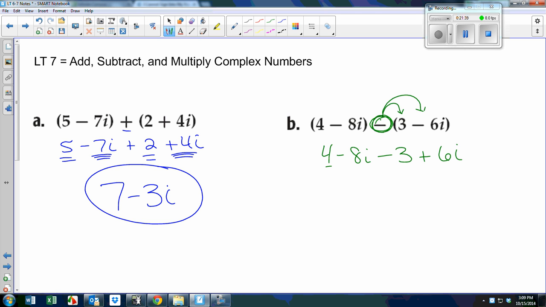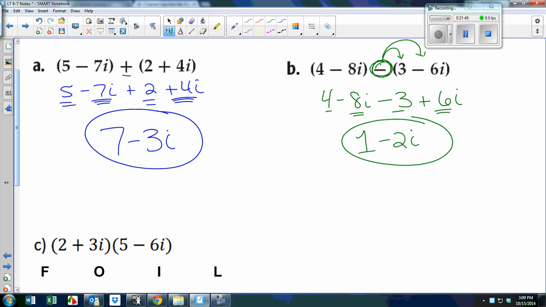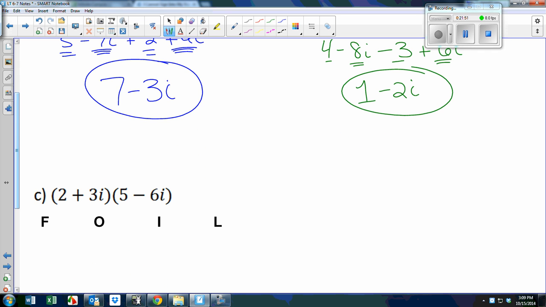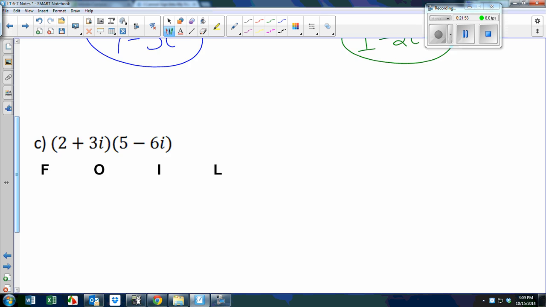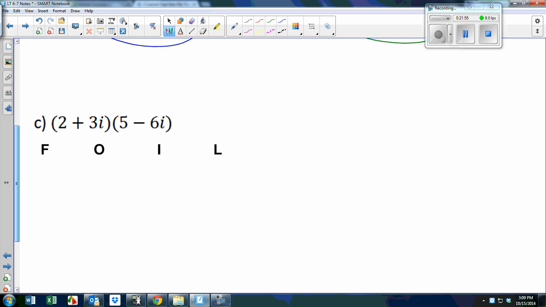So combine your like terms. 4 minus 3 becomes 1. Negative 8i and positive 6i makes negative 2i. And so when you subtract complex numbers, you get a complex number. What happens when you multiply complex numbers? If it feels right, it's probably what you should do.